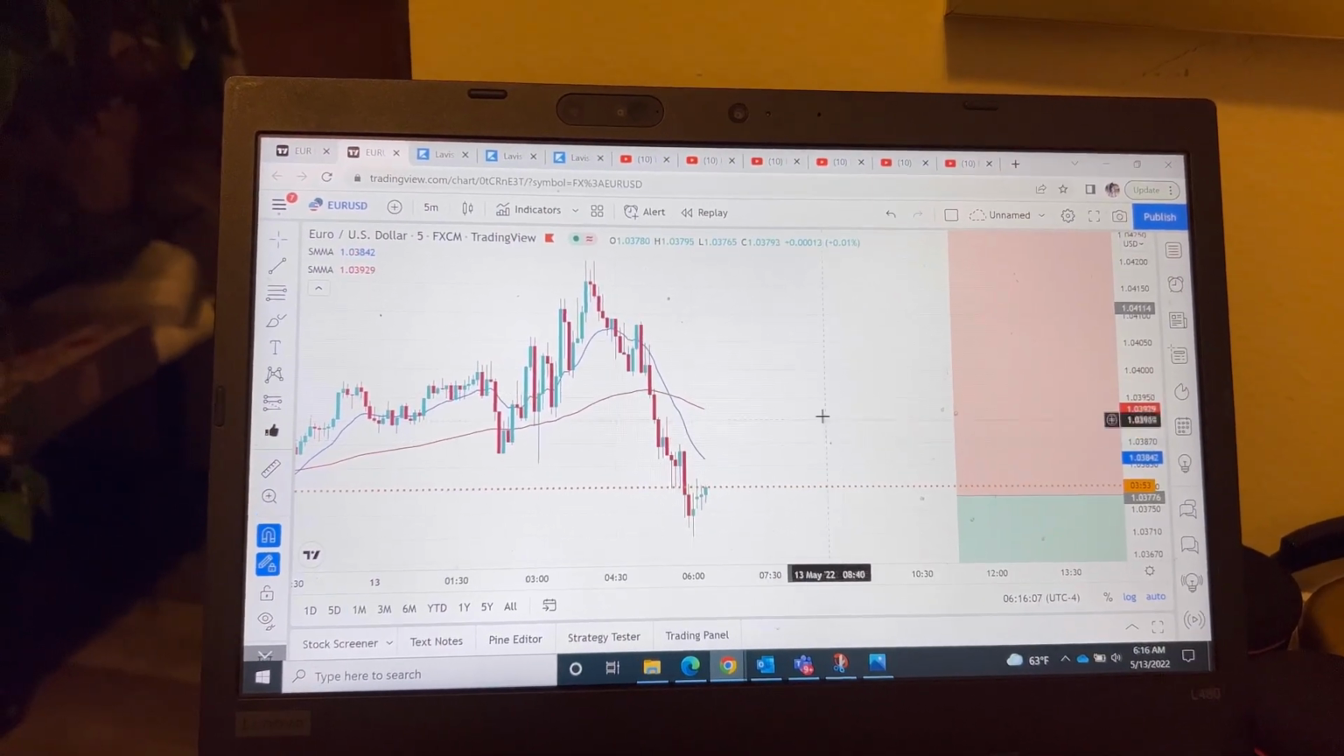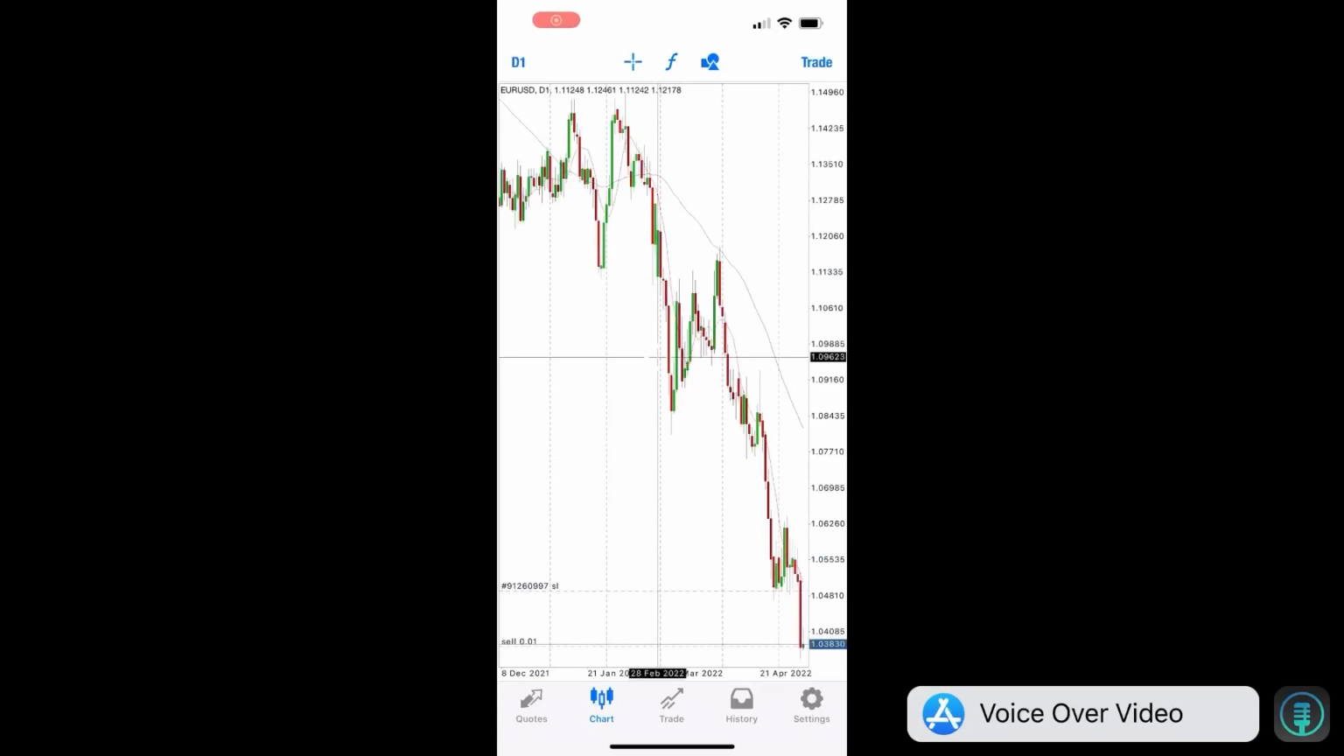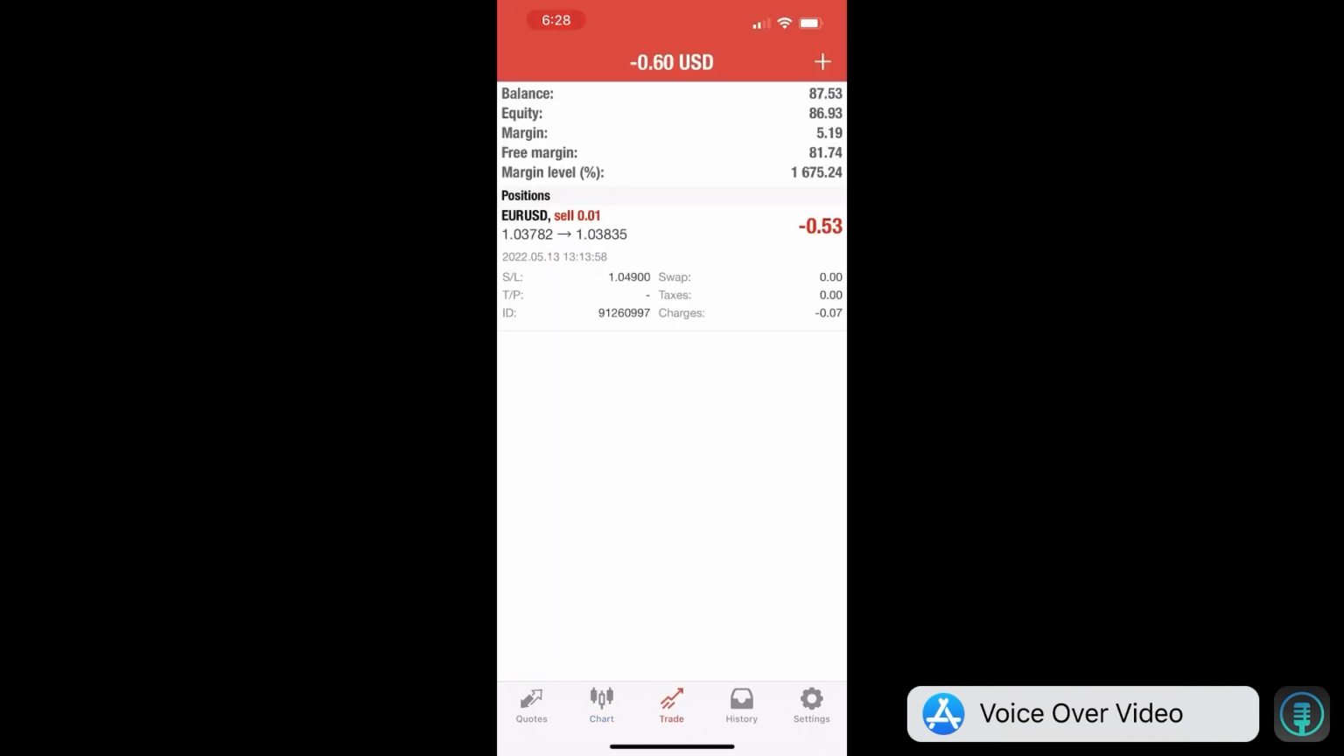Yep. So I'll let you guys know. We'll report back. All right, so this was a few minutes after I entered into the trade, showing you on MetaTrader 4 where I put my stop loss. This is on the 1 day time frame, so you can see the strong downtrend.